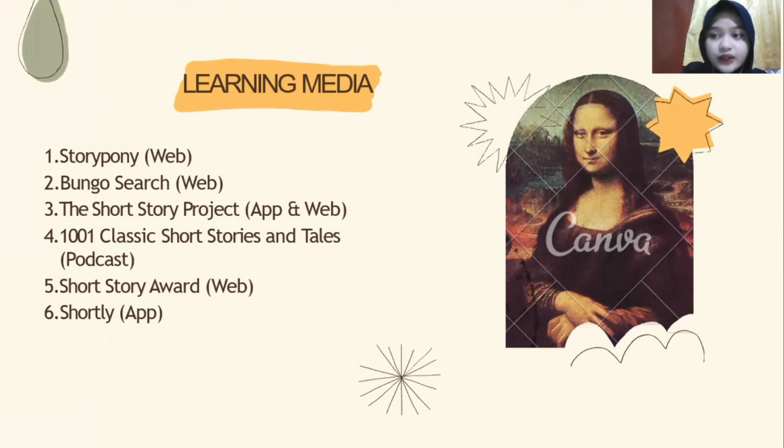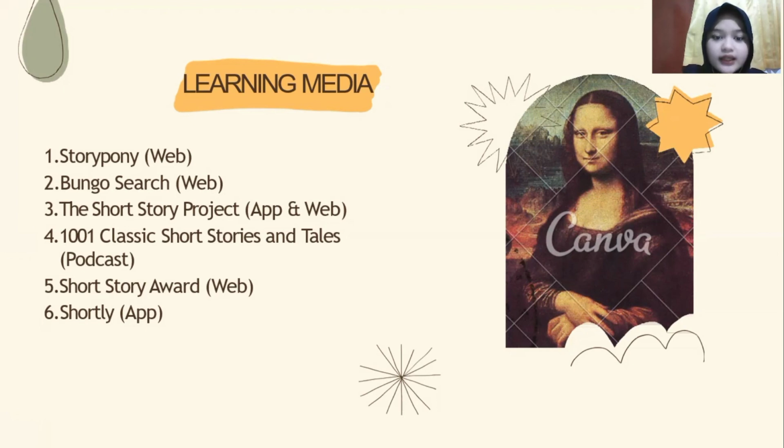So, as a reader, we aren't going to be left on a cliffhanger. And the Story Pony categorizes the short stories in genres like crime, drama, humor, fantasy, adventure, mystery, and so on. So it is going through the trending stories in all submissions. The second one is Bungo Search. It is a web, and in this web, the length of the story is up to you, with the options being 5 minutes, 10 minutes, 30 minutes, 1 hour, 2 hours, or even 3 hours. This reading time is based on the average person reading 300 words per minute.